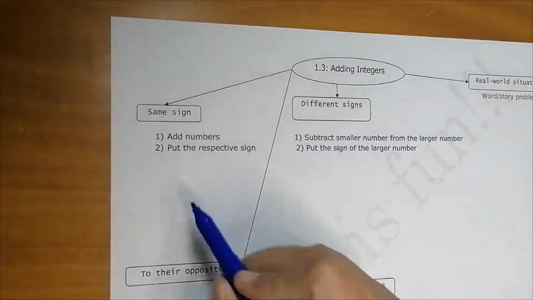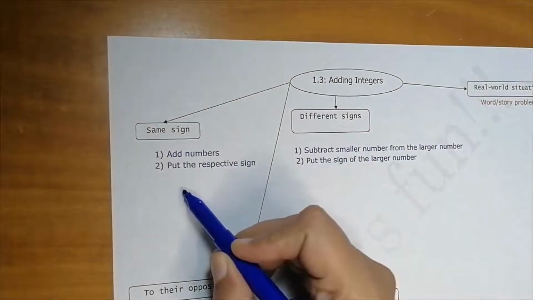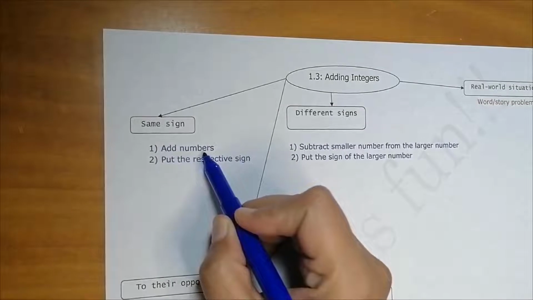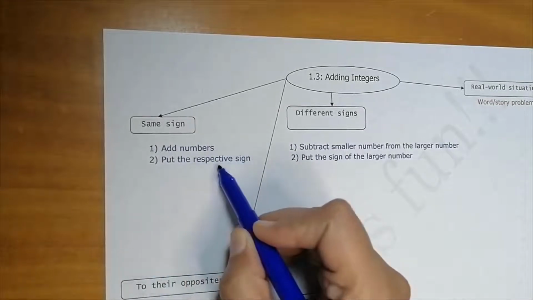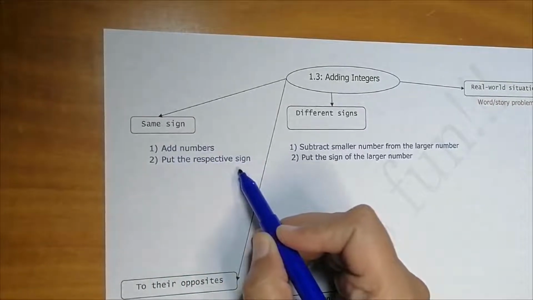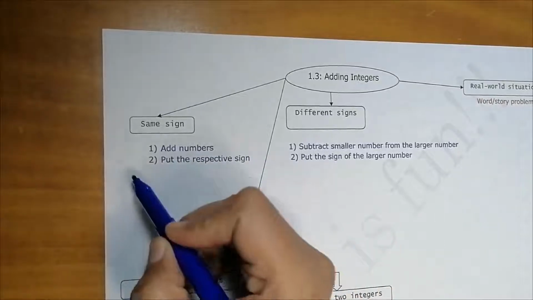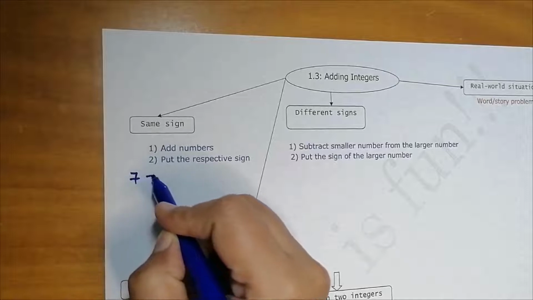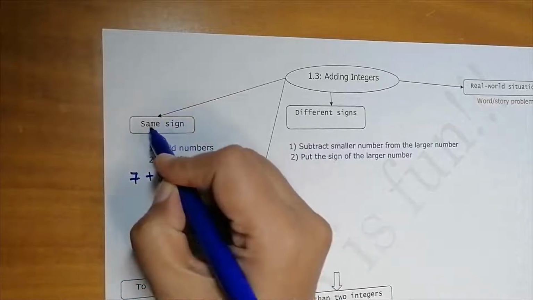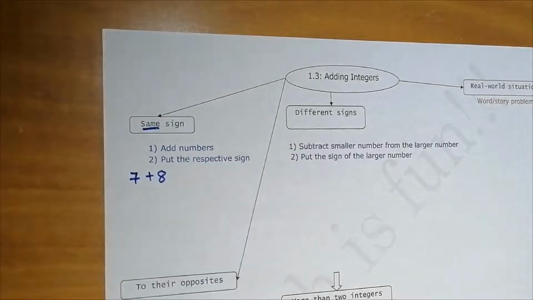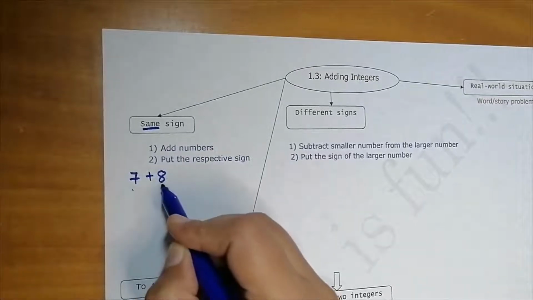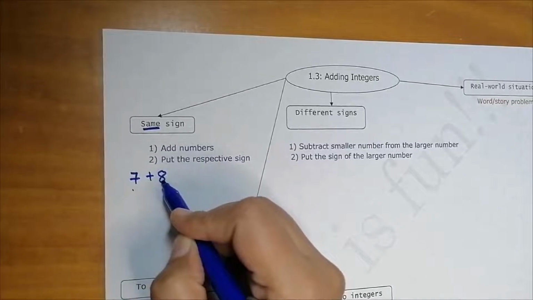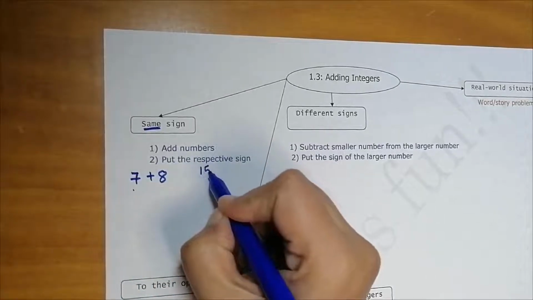As you can read here, the rule is stated here, right? So what do you do first? You add the numbers and then you put the respective sign. Okay, so let's understand this. Say for example, you have numbers like 7 plus 8. Remember, we're talking about same signs, okay? So 7 and 8 both have positive sign. You know 7 plus 8 is 15, right?